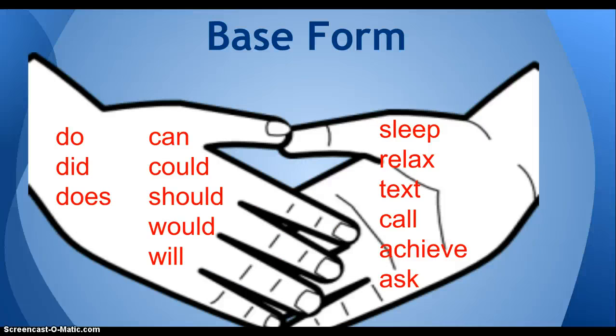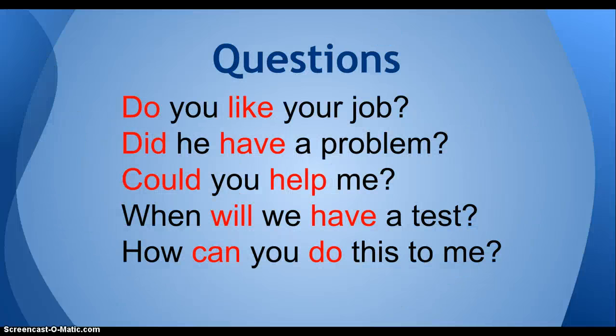Okay, finally, let's look at questions and negatives with all of the other auxiliaries, such as do, did, does, or some of the modals, can, could, should, would, or will. And with all of the other auxiliaries, the principal verb reverts to the base form of the verb. So in a question, do you like your job? Did he have a problem? Could you help me? Yes or no questions.